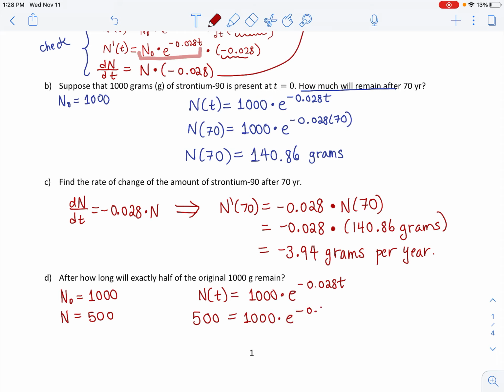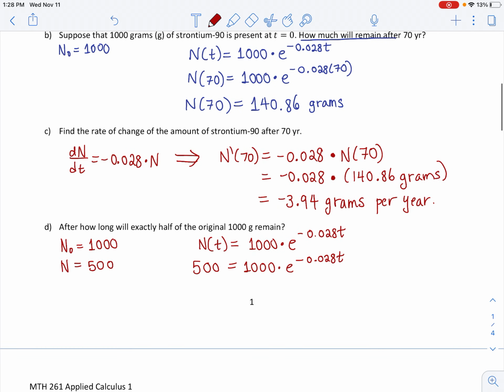And guess what we're going to solve for? We're going to solve for time. How long will it take for this to become half? All right, so first divide both sides by 1000. 500 divided by 1000 is half.